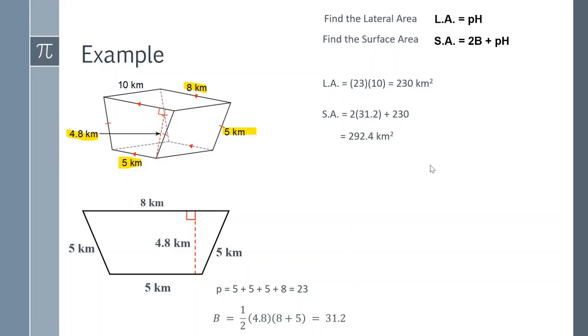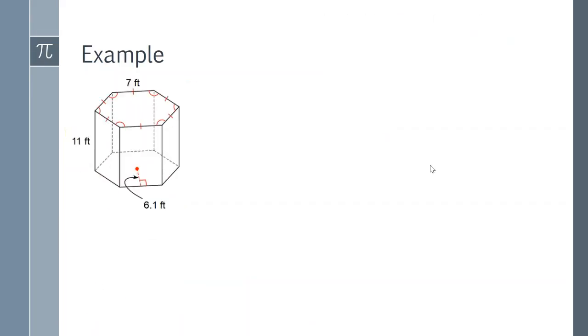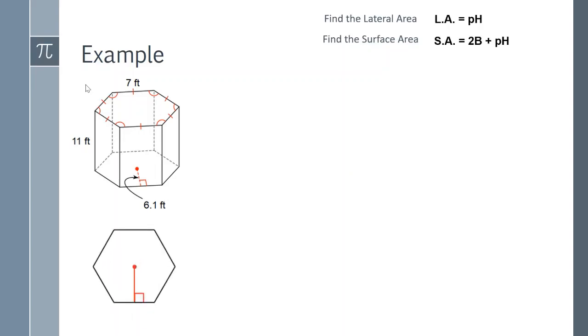Let's take a look at our last example here. So what in the world is that? Well, we've got 1, 2, 3, 4, 5, 6 sides. So this is a hexagonal prism, hexagonal based prism. So what in the world are we going to do here? We're going to find the lateral area. We're going to find the surface area. So the base is this hexagon.